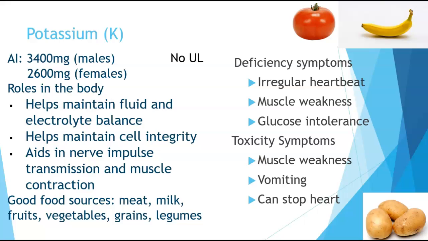If you're deficient in potassium, you'll have an irregular heartbeat. Your muscles could feel weak, or you may also be intolerant to glucose. Your toxicity symptoms are muscle weakness, vomiting, and if it is injected directly into the bloodstream, it can stop the heart.